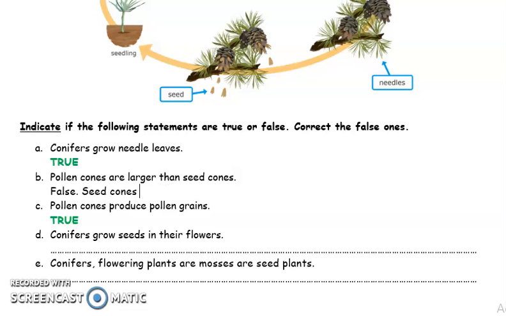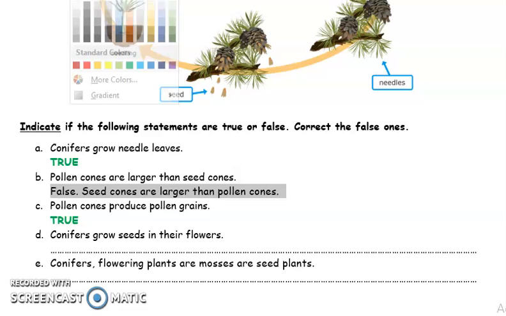Seed cones are larger than pollen cones because seed cones will hold the baby seeds inside, so they need to be larger, bigger.